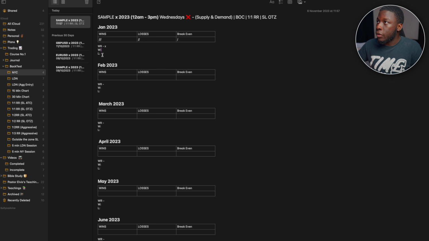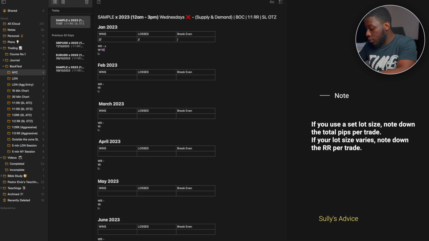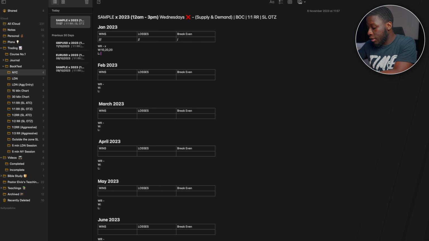Then what this W and L means is basically just the pips. So if the first trade was 10 pips, I'm just going to note 10. Then the second win is 20. Then the third win is 30 or something like that. And then your loss is like 5 pips.